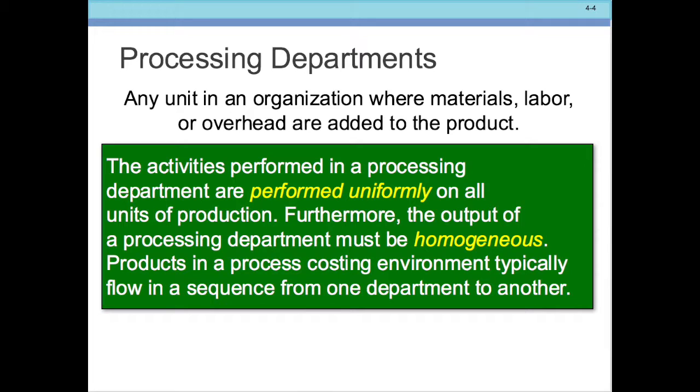Beyond that, in processing departments, any unit in an organization where materials, labor, and overhead are used could be a processing department. They are performed uniformly and homogeneous. So when you think of activities being performed, the output of a processing department has to move through exactly the same way every time. That makes it a part of the process of this product. So if you are filling bottles of Coca-Cola, or you're shipping them, or whatever you're doing, it's exactly the same every time. It's an ongoing process. Then we can cost it out through this process costing system.